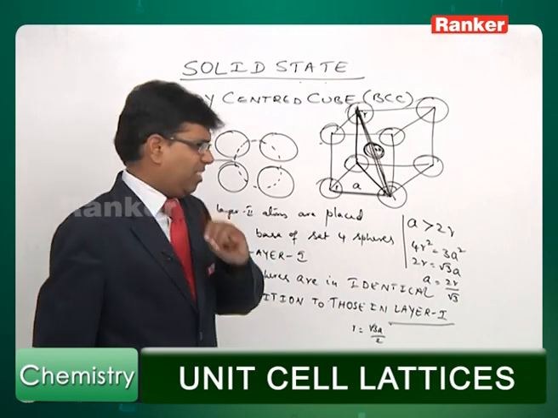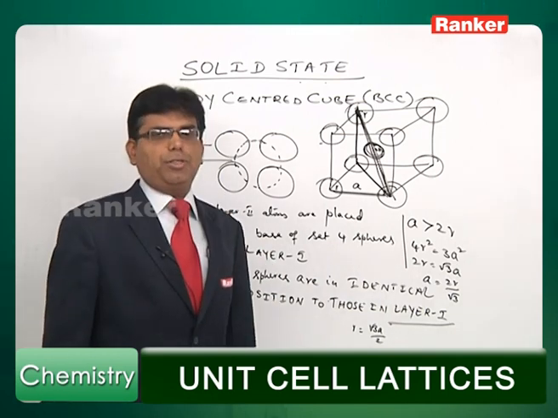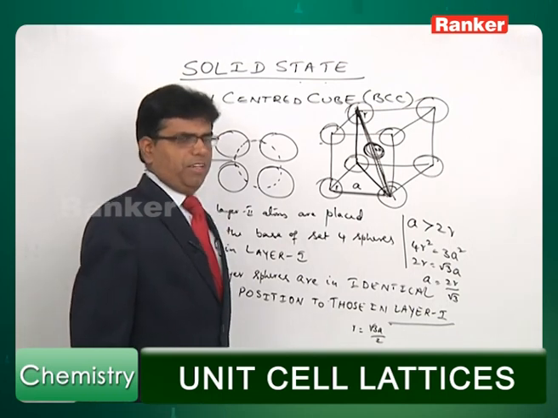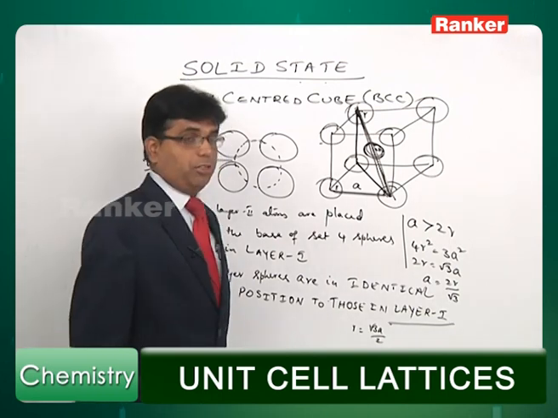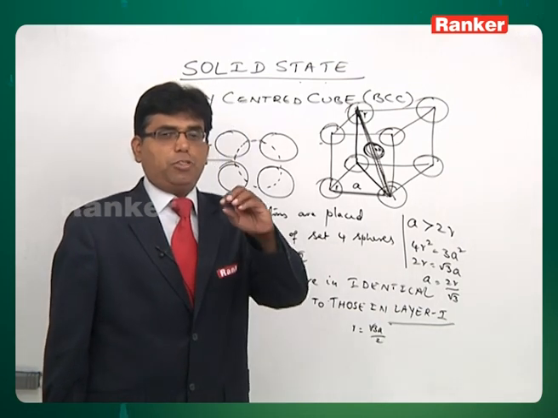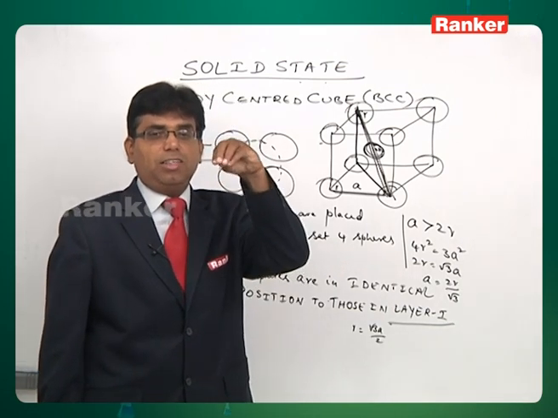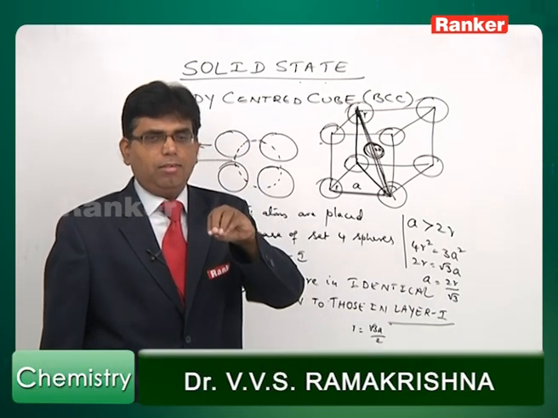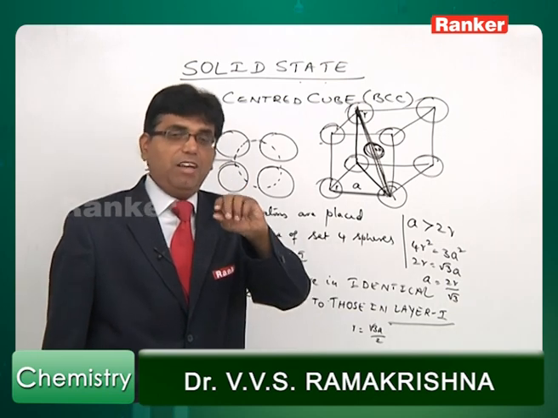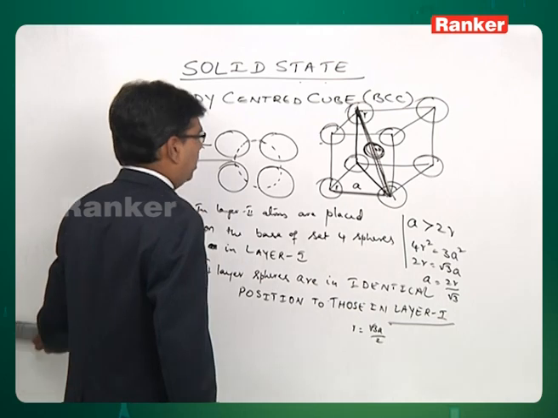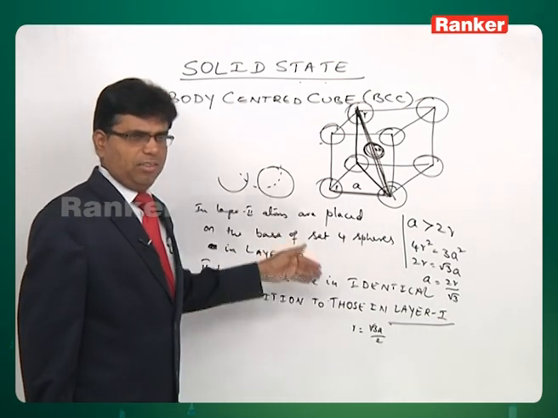Then next is the face centered cubic unit cell. What is the face centered cubic unit cell? As we already told, it is about the lattice points. The lattice points means the positions at which the atoms are placed. The lattice points are corners and face centers. That is the arrangement. Now we discuss the face centered cube.